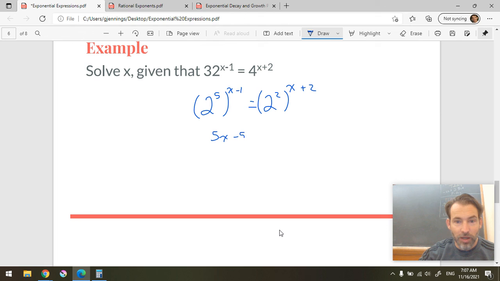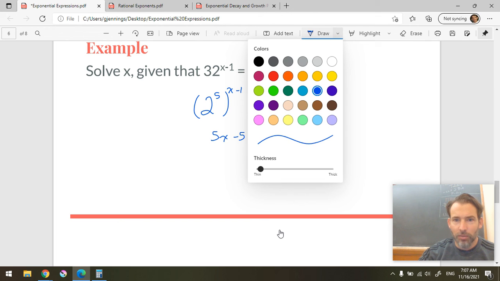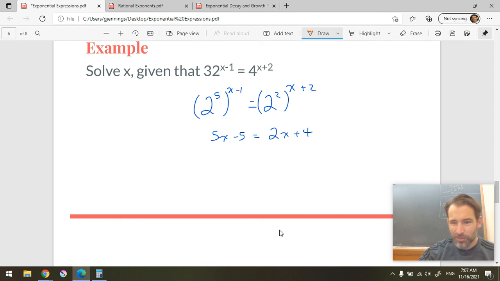5x minus 5 is equal to 2x plus 4. What did you just do, Mr. Jennings? Well, I applied the distributive property, and I also skipped a step. I could have shown you that I can expand this like this and expand this like this because there are cheeky brackets hiding here and here.